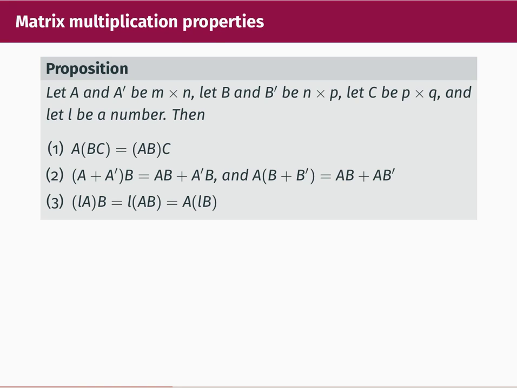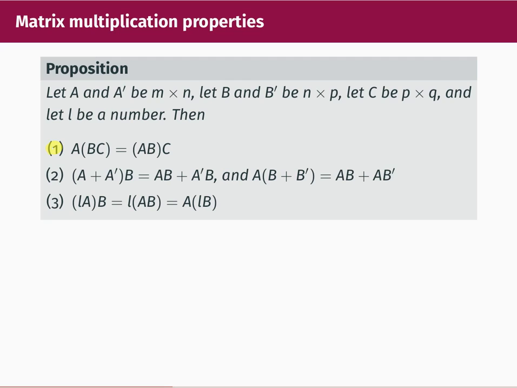Let's discuss some of the properties of matrix multiplication that make it quite similar in some ways to multiplying ordinary numbers. To state this proposition, we'll take two matrices A and A prime, which are m by n. And here I don't mean that A prime is the derivative of A or something like that. A and A prime are two completely independent matrices which just happen to have the same size. Let B and B prime both be n by p, and again there's no relation between B and B prime, they're just two different n by p matrices. And finally, let's let C be p by q and L be a number.